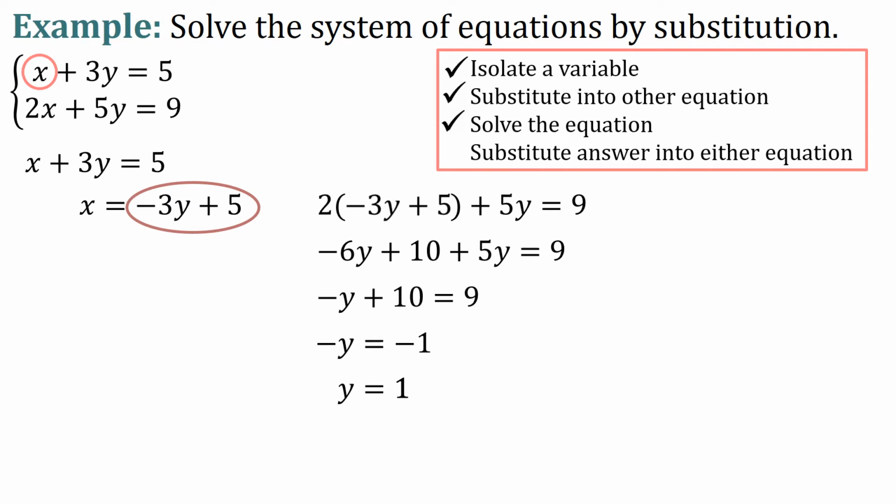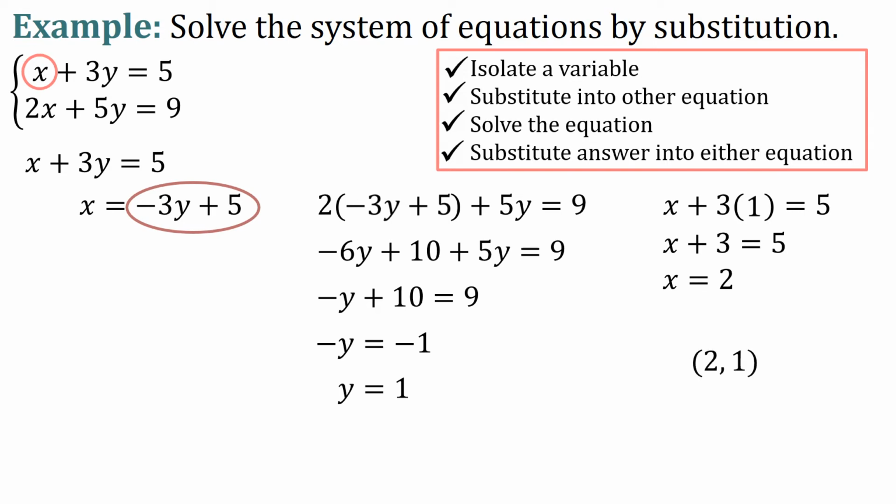Now I need to take my answer, y equals 1, and I need to substitute it into either original equation. Well, I really like x plus 3y equals 5 just because it's super simple. So that's where I'm going to plug it in at. So now x plus 3y, but now I know what y is. Y is actually 1, so I'm going to plug it in there. 3 times 1 is 3. Subtracting 3 from both sides, x equals 2. Now I know that my x is 2, my y is 1, so my solution is 2, 1.